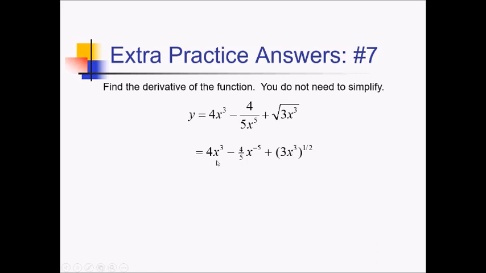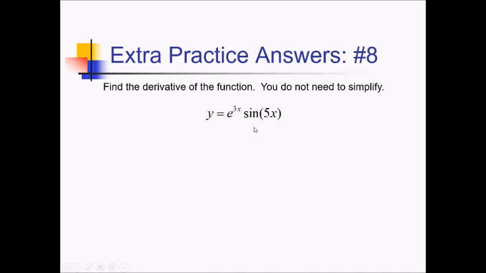So for this first one, we've got 12x squared. For this middle one, we have negative 5 times negative 4/5. Well, the negative 5's essentially cancel. You've got plus 4x to the negative 6. And then for this last one, this is something to the 1/2. Derivative of that is going to be 1/2 something to the negative 1/2. So 1/2 3x cubed to the negative 1/2. But don't forget to multiply by the derivative of that inner function. So we're multiplying by 9x to the second power.